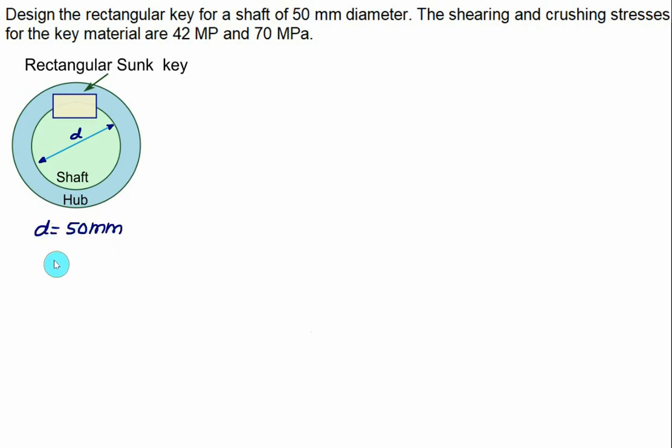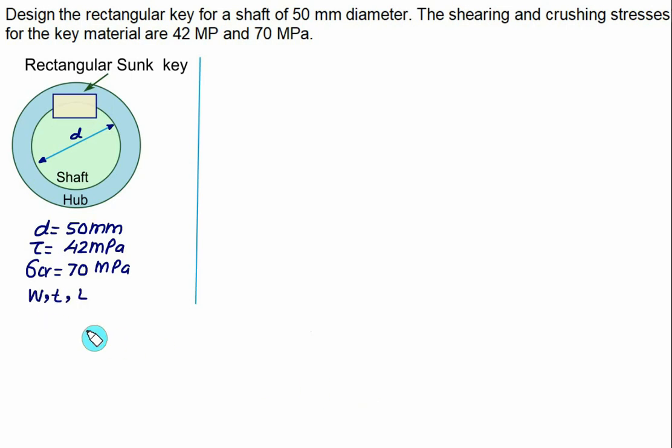Value of the shearing stress, that is tau allowable, is given, equal to 42 MPa. And the crushing stress is given as sigma CR, 70 MPa. We have to find out here the dimensions of the key, that is the width, thickness and the length. We have to find out length. We can find out by equating the torque transmitted by shear with the torsional shear strength.